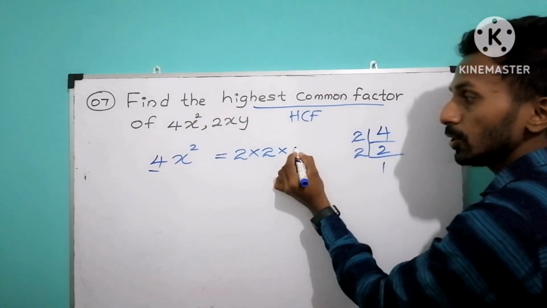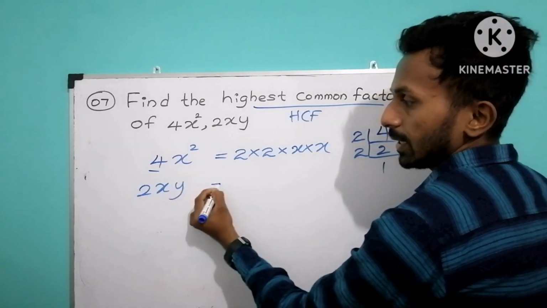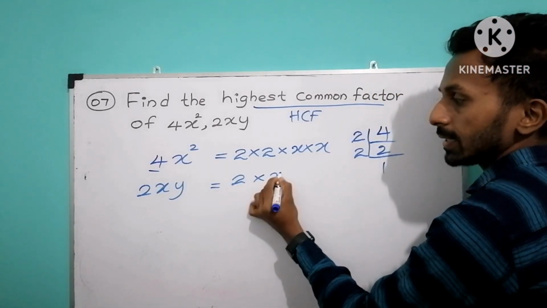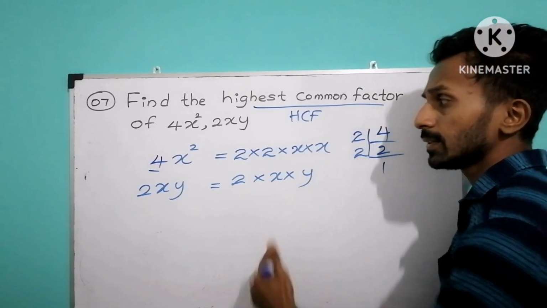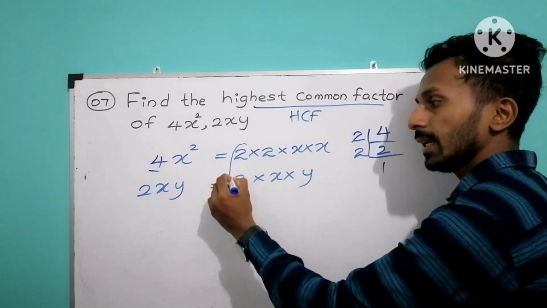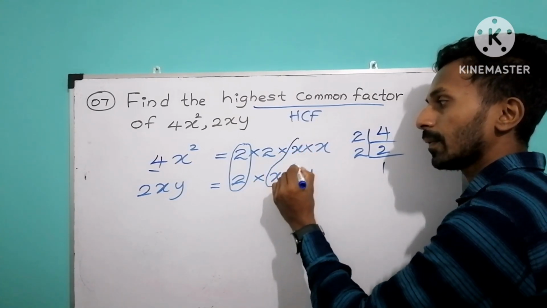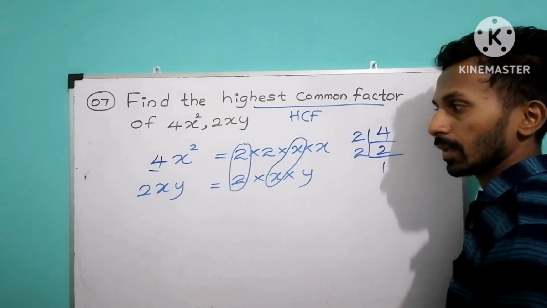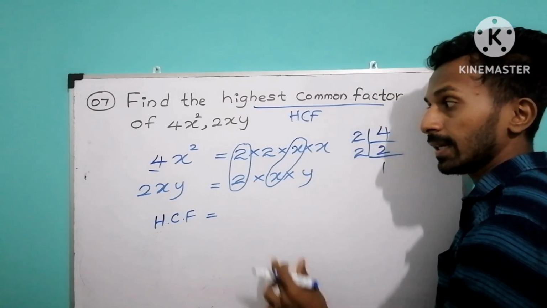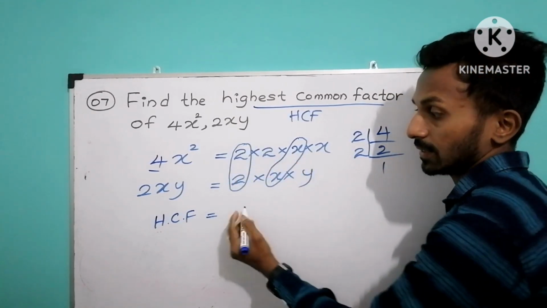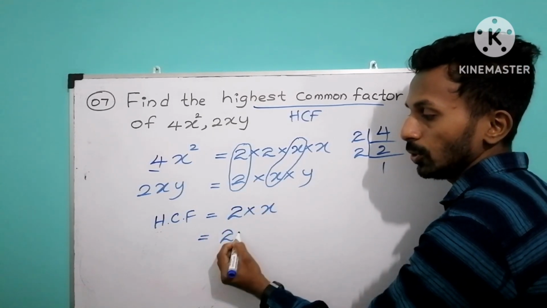X square means x into x. I will take 2xy. It is very easy: 2 into x into y. Now I select the common factors. Here you can see 2 is common and x is common. That's all. Then the HCF is the product of these two common factors, 2 into x. HCF is 2x.